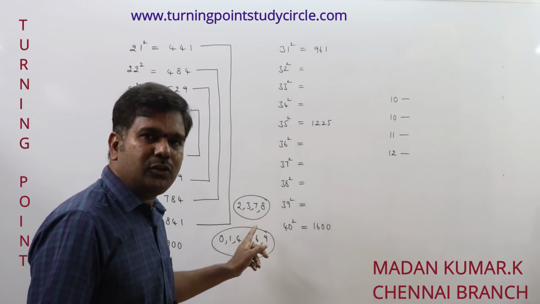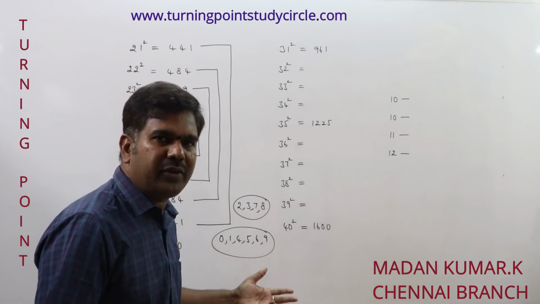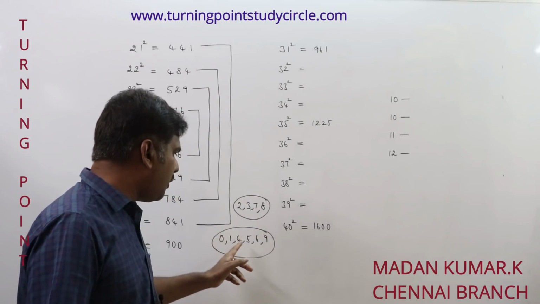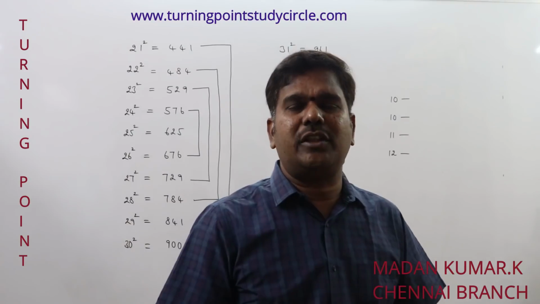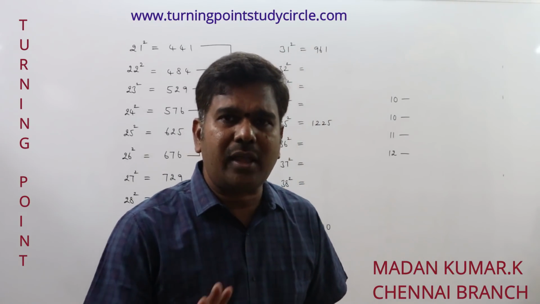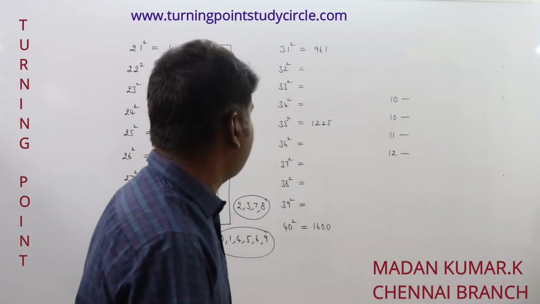Whenever a number is ending with 2, 3, 7, 8, it is not at all a perfect square. The numbers ending with 0, 1, 4, 5, 6, 9 may have a perfect square, but the numbers ending with 2, 3, 7, 8 will never have a perfect square. This is what we discussed.